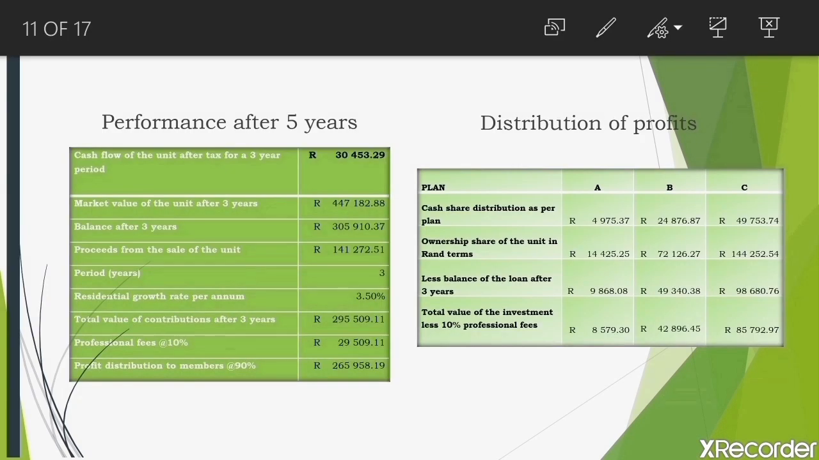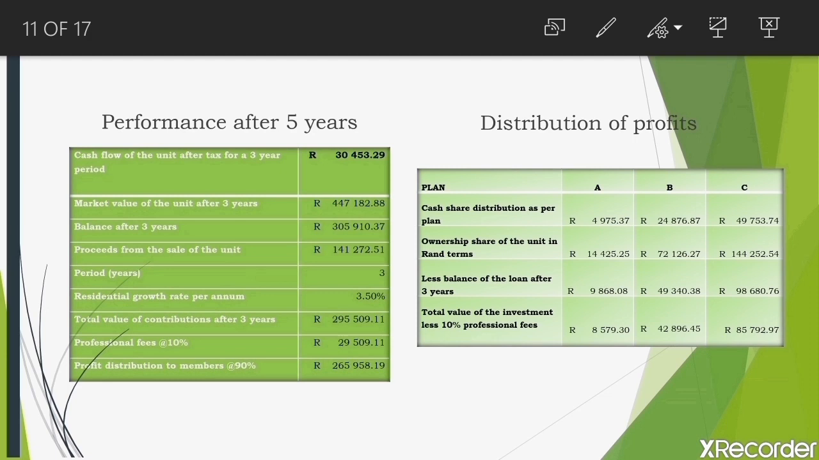Performance of the property Stokvel fund after 5 years. The unit will have a gross income of 400,000 and a net income of 3,686, with a bond repayment of 3,000 per month. After-tax cash flow from the unit is projected to be 30,400. In a period of 3 years, the market value will be 447,000 at a residential growth rate of 3.5% per annum.